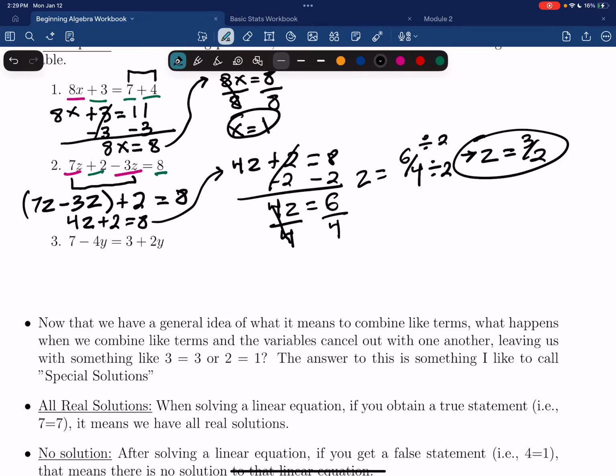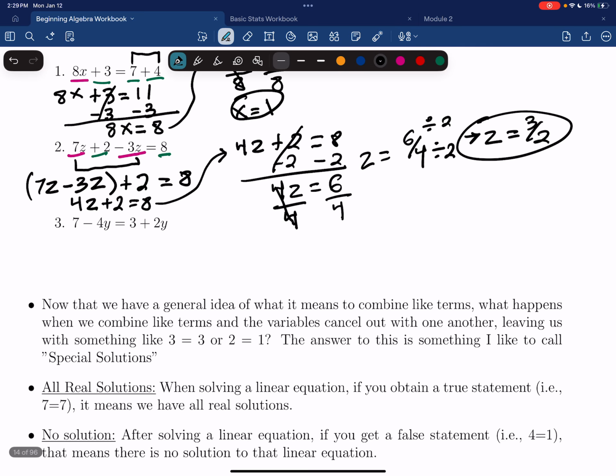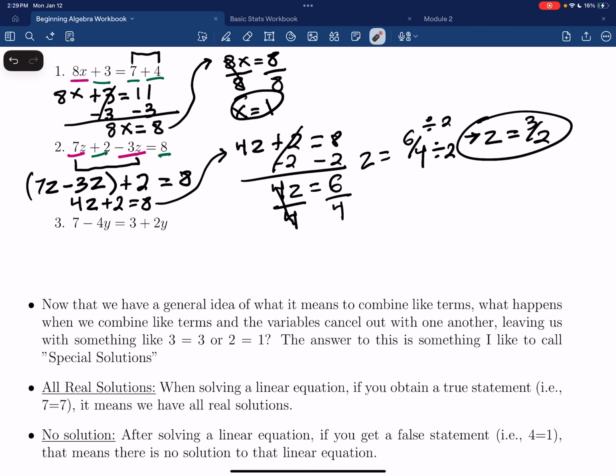Looking at example number 3, we have 7 minus 4y equals 3 plus 2y. So this one's a little bit different because up here on these examples, our like terms were on one side of the equation. But notice here we have a negative 4y. We don't have any other y's on this side of the equation, but we do have a y term on the opposite side of the equation.